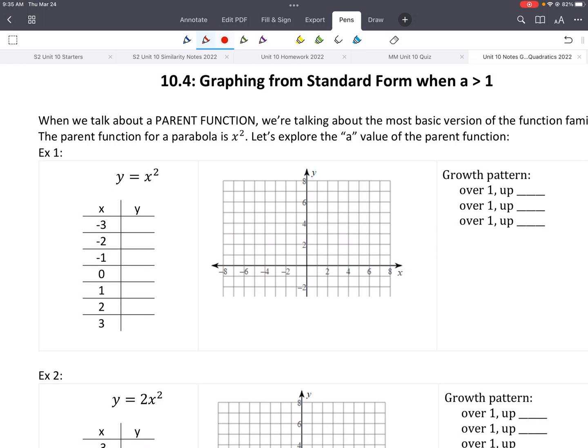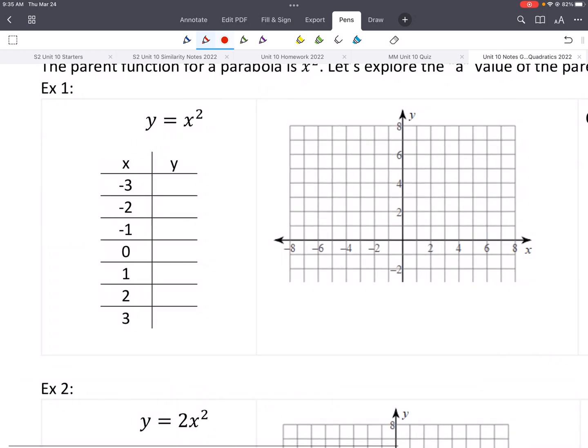So to figure this out, let's start with the parent graph. That's y equals x squared. So we already did that in 10.2. We're going to do it again here. If we wanted to fill in this table, what we do is we substitute what x is, and we end up getting y. So we've got -3 squared. Again, that's just -3 times -3, which is 9.